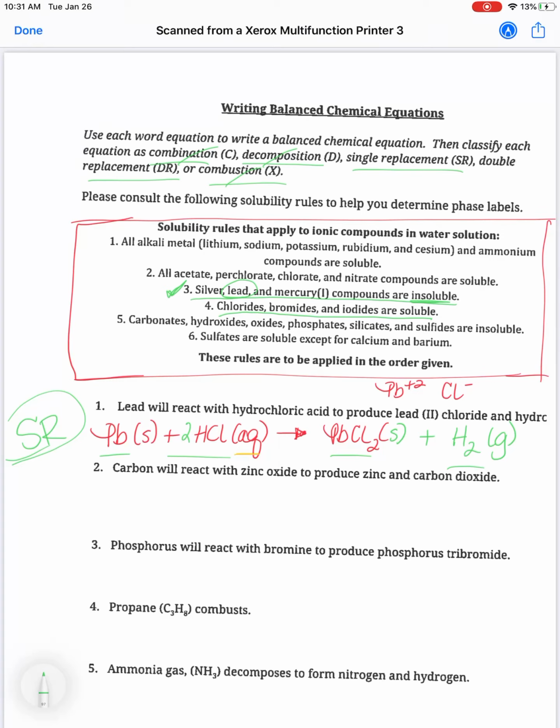Now I would like for you to work through the other 5 problems on this assignment at your own pace, making sure you write balanced equations, trying to add correct phase labels, and then classifying which type of reaction you have. If you have questions, please let me know.